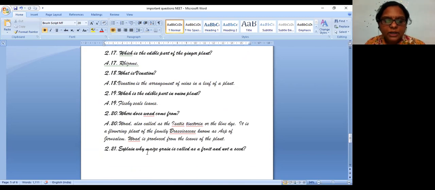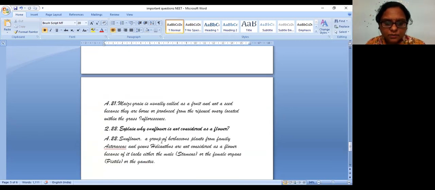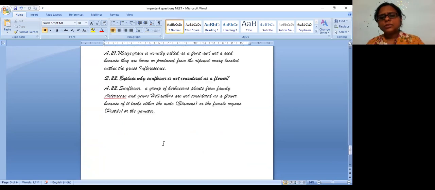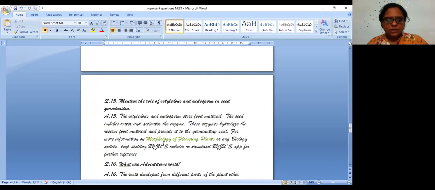Where does the wood come from? Brassicaceae. This I'll show when we see the family and all. Is the fruit not a seed? Why is the sunflower not a flower? Okay, that's all. So these are some of the important questions which I got, students.